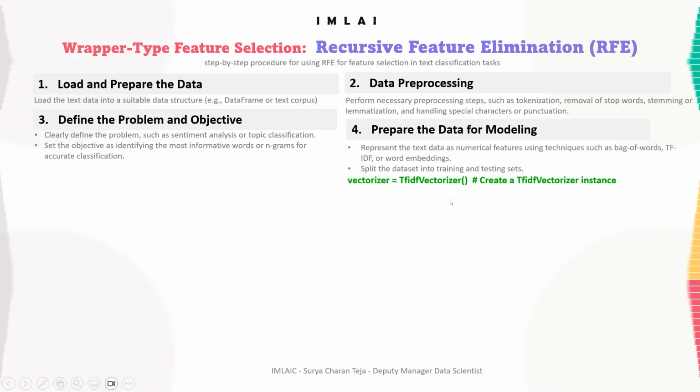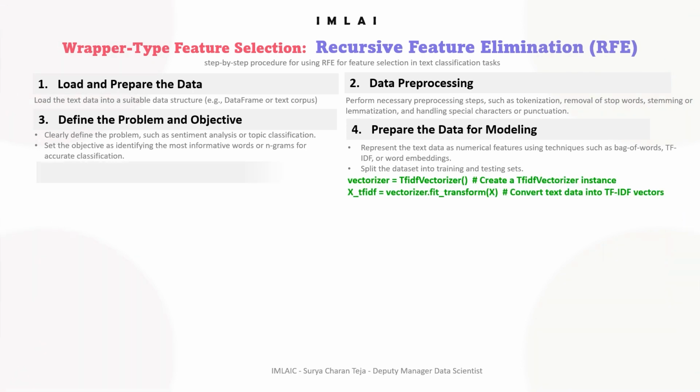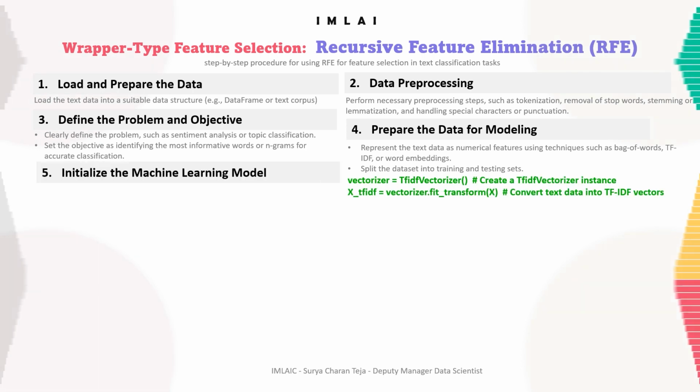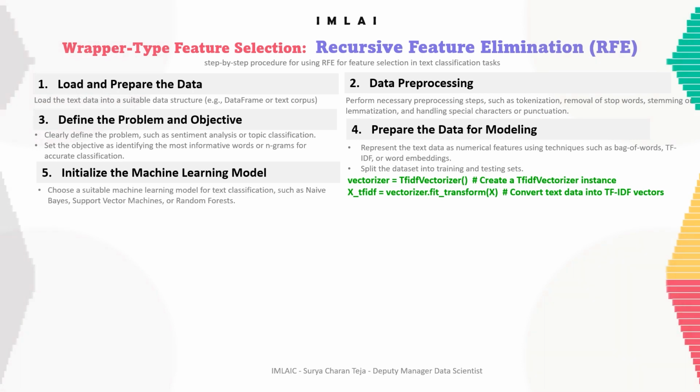Then let's initialize the machine learning model. So let's choose a suitable machine learning model for text classification, such as Naive Bayes, Support Vector Machines, Random Forests. Then initialize the model with default hyperparameters, or tune them based on the cross validation if necessary.